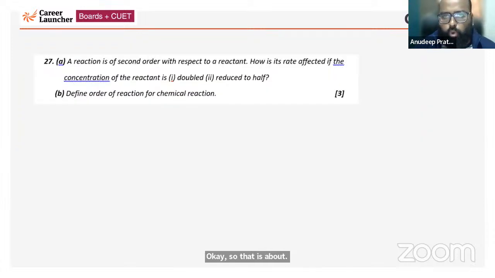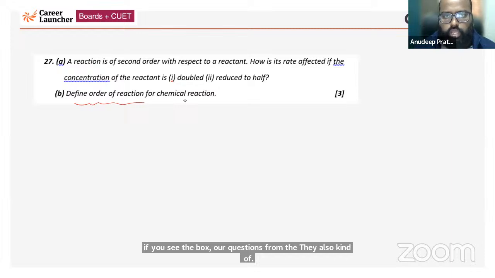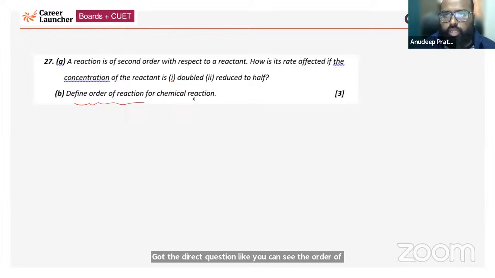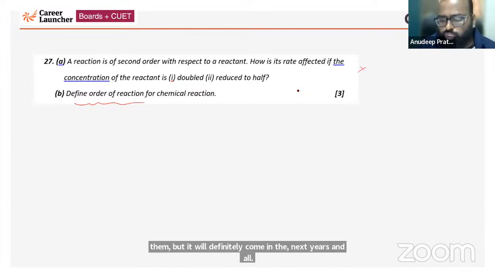Next, if you see the mocks, the questions from the mocks also kind of got direct questions. Like you can see, define the order of a chemical reaction. Similar question, directly they asked the definition for the order of the reaction in the paper today, right? And second order reaction we may not have got then, but it will definitely come in the next years. So we discuss all types of questions here.